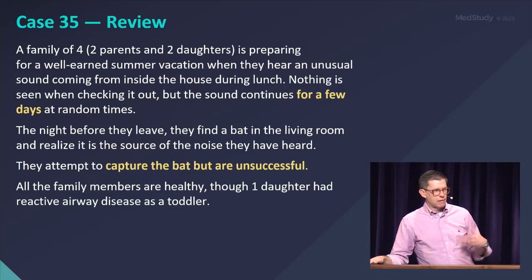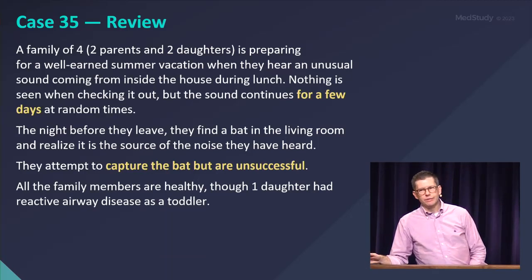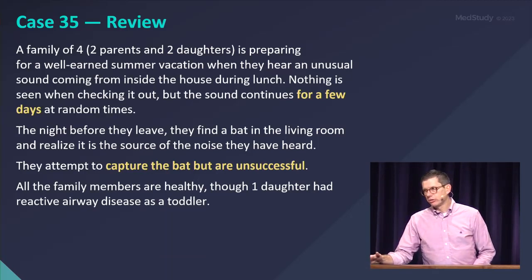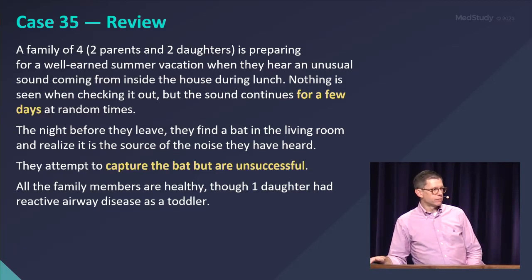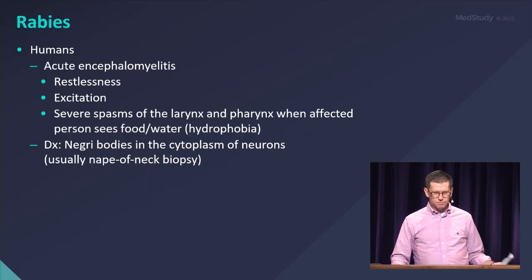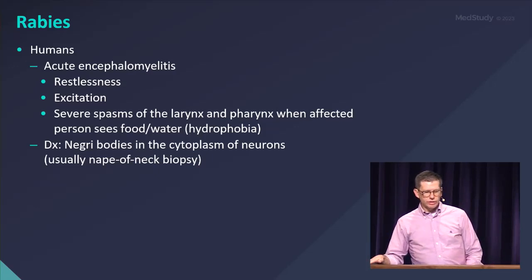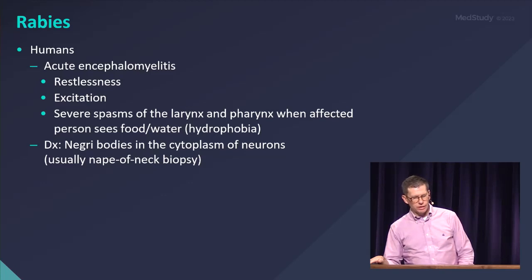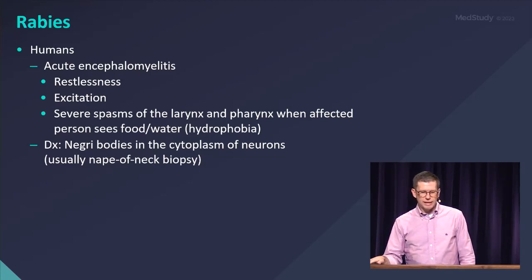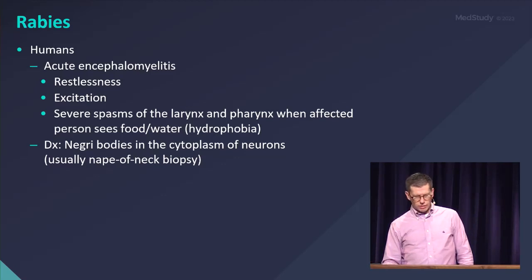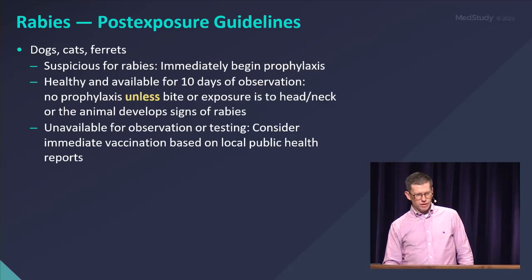We try to capture the bat if you can, in order for it to be tested. If you capture the bat, then you don't need to institute vaccine or immune globulin right away. You can wait for the necropsy of the bat to determine whether or not it had rabies. The symptoms of rabies virus are restlessness and excitation, and typically you're going to have hydrophobia with severe spasms of the airway when the affected person sees food or water, and oftentimes it's a diagnosis through a biopsy.